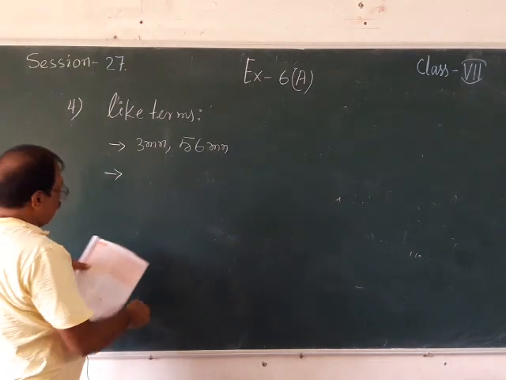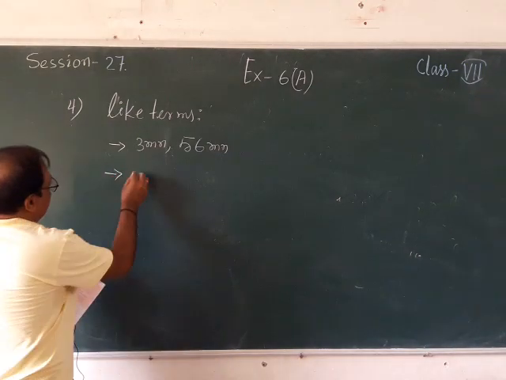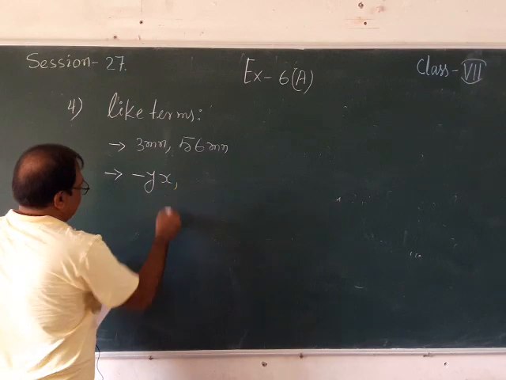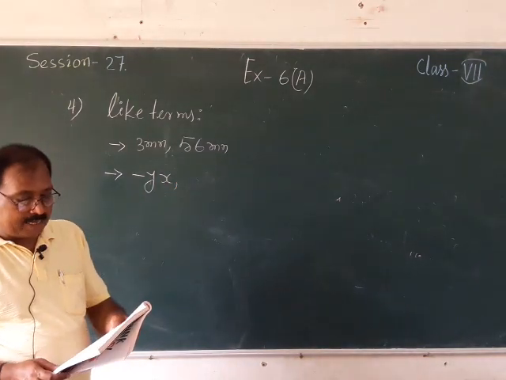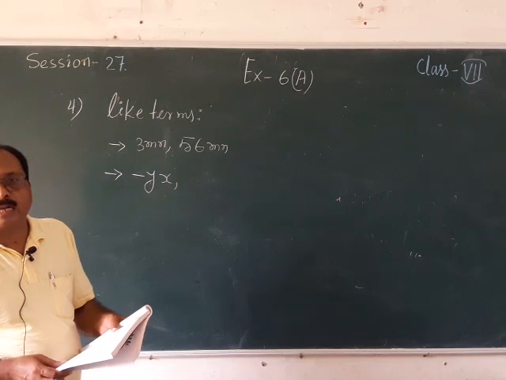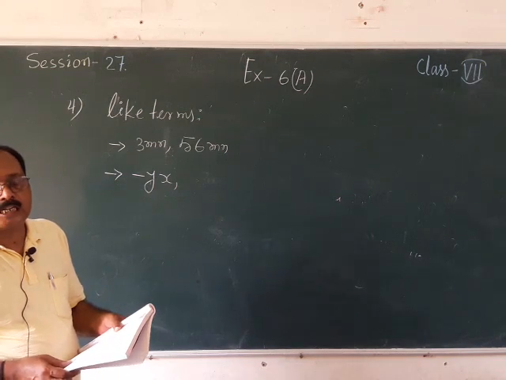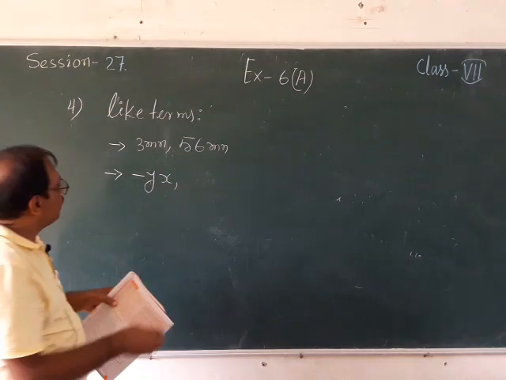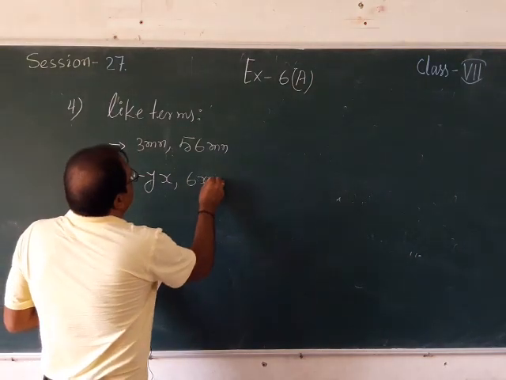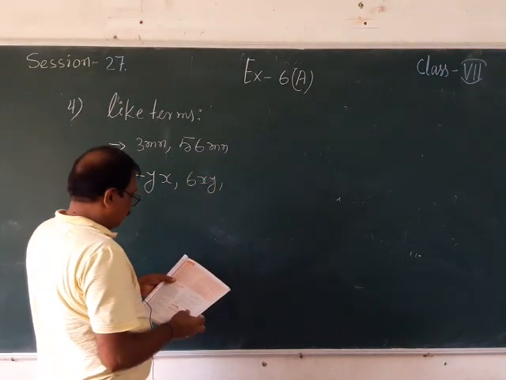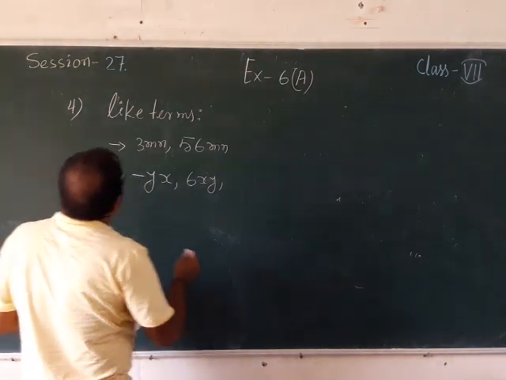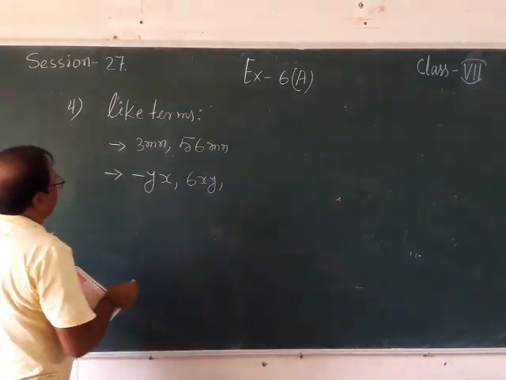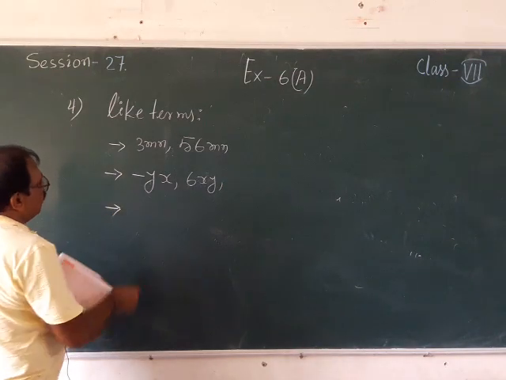Then search for the other group. Here minus yx I have written. Now you can see where yx is written. Yx or xy, yx and xy are both like terms. So here 6xy is another like term. Then you are having only 2. So these are the groups of like terms. I am going to write like that. Then another group.